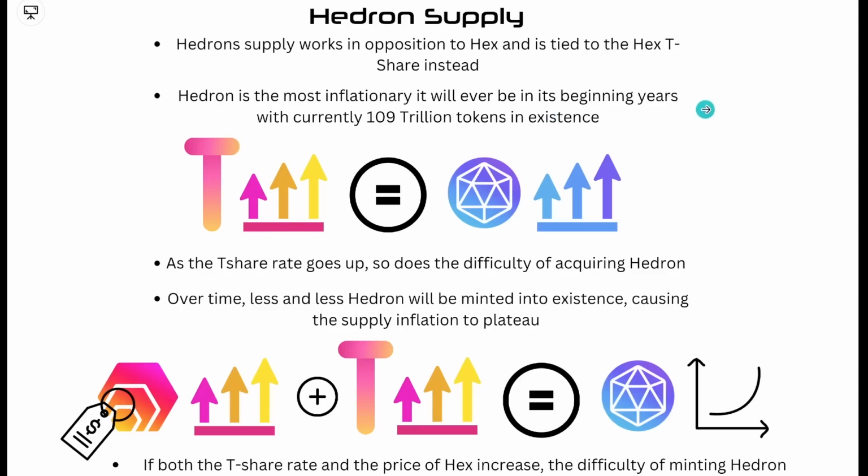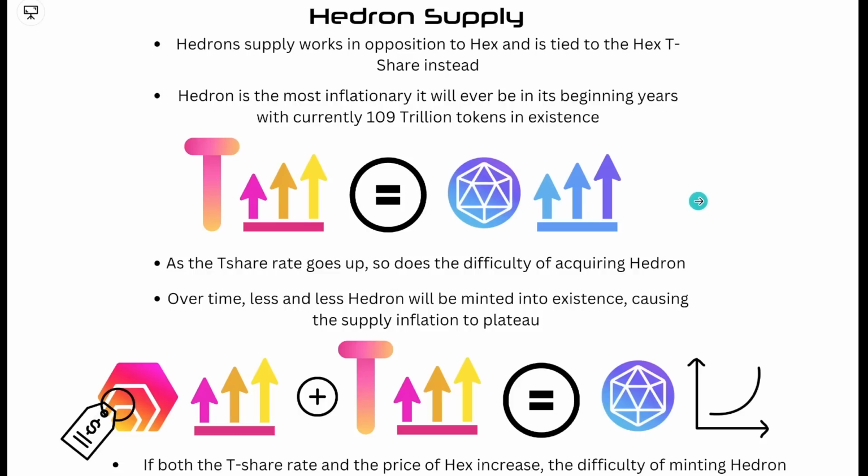So that means HEDRON is inflationary and its supply will go up. HEDRON supply works in opposition to hex and is tied to the hex Tshare instead. HEDRON is the most inflationary it will ever be in its beginning years, with currently 109 trillion tokens in existence, and obviously that's growing. When the Tshare rate goes up, so does the difficulty of acquiring HEDRON.